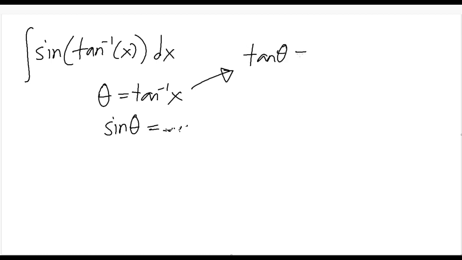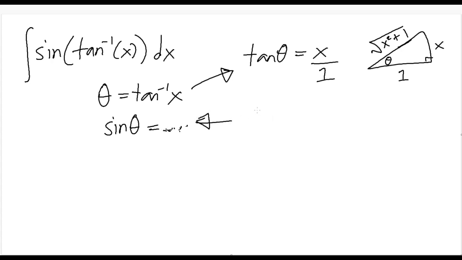Okay, so tangent theta is equal to x, right? Based off of this. The way it works is we literally make it equal to x. And when I say x, I mean x over 1. So opposite over adjacent. Oh, by Pythagorean theorem, the hypotenuse is the square root of x squared plus 1. Okay, so then what's sine theta? Sine theta is opposite over hypotenuse. This is equal to x over the square root of x squared plus 1. Okay, so that's what this is. That's how we solve it.